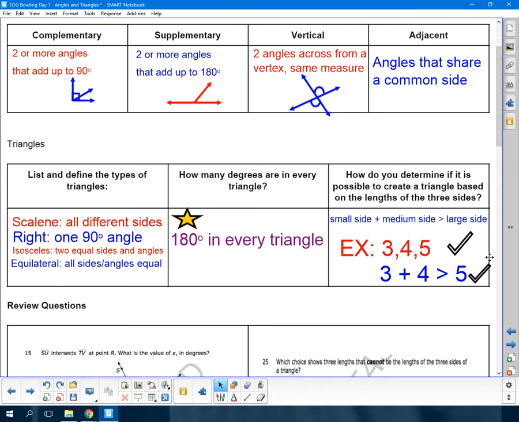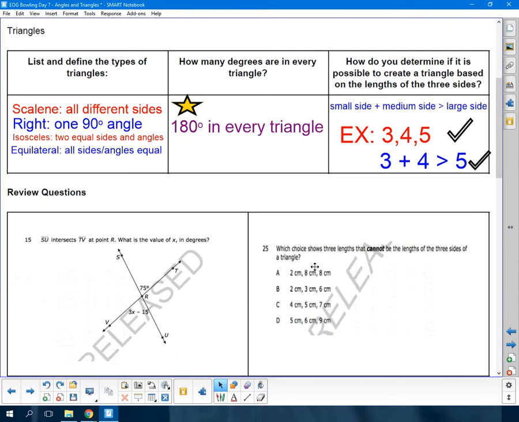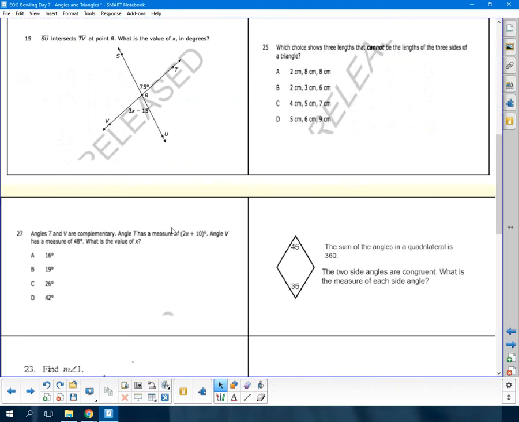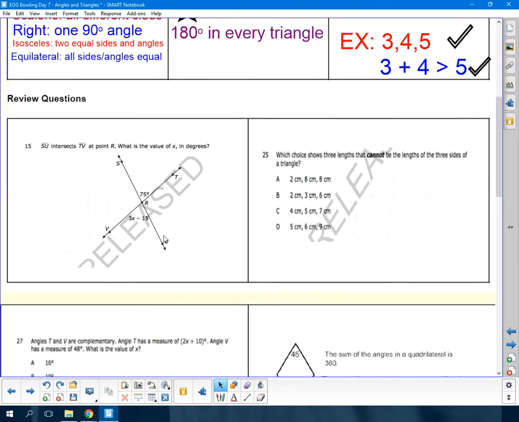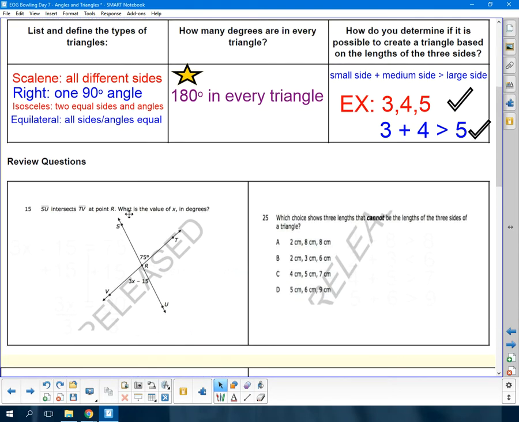Okay? So we talked about all the angles and all the triangles and the rules for those triangles here on the front of those notes. What you're going to do now is I'm going to go through 2 practice problems with you, and then you're going to have the next 8 practice problems there on the back. Okay? If you look at this first one, it says that SU intersects TV at point R. It asks for the value of X in degrees. We're trying to solve for X.